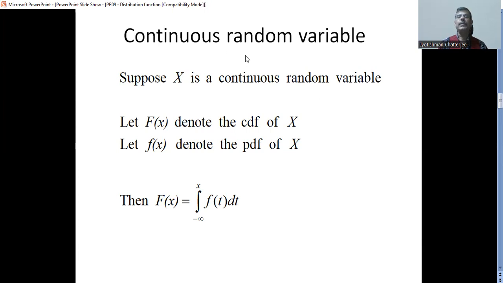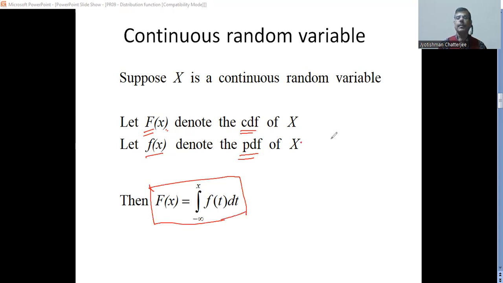Now let's come to the continuous random variable case. Suppose X is a continuous random variable. We know for continuous random variables, we have got PDFs, and the cumulative distribution function is anyway there for all types of random variables. Suppose capital X has got PDF small f and CDF capital F. In that case, they are related by this formula.